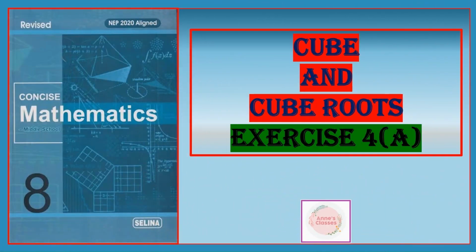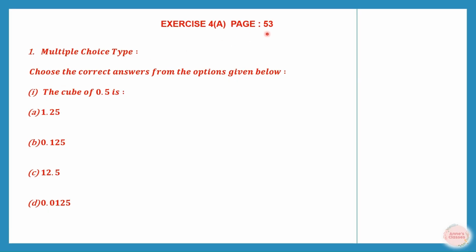Let's do cube and cube roots exercise 4a. This is found on page number 53 and we are with the multiple choice type. Choose the correct answers from the options given below. Question 1, the cube of 0.5.